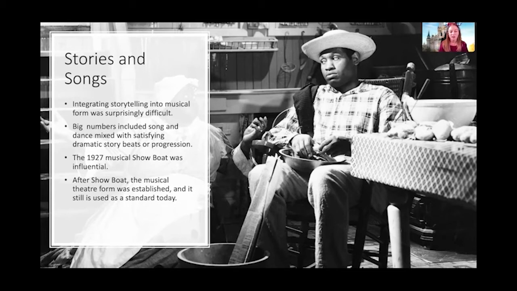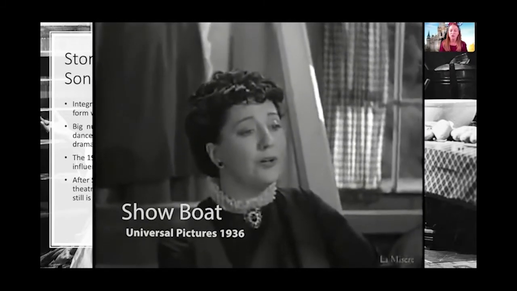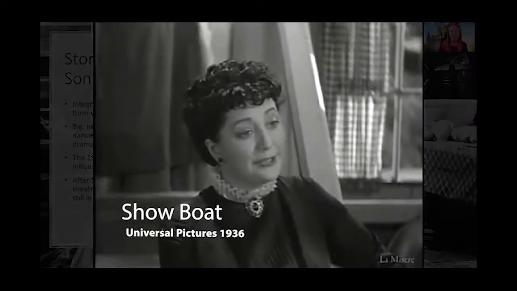When the young protagonist or main character, Magnolia, sings Can't Help Loving That Man, she sings about her objective or motivation, what she wants more than anything.